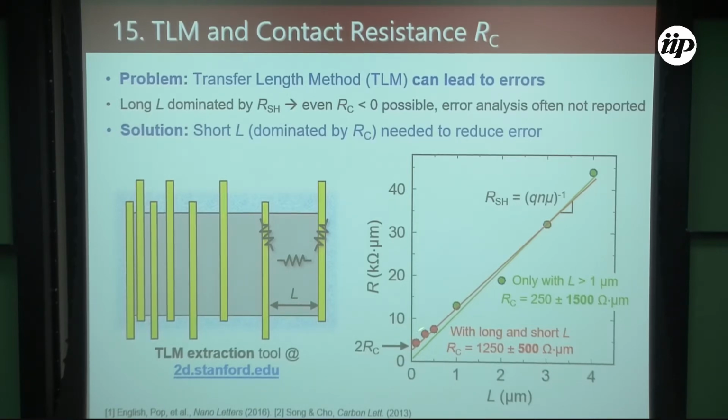This is including the shorter ones, and then you get a different fit, and now you get 1250 plus or minus 500, where I'm still reporting error bars, but check it out. It actually looks like now I trust it a little bit better, because I included these shorter channel lengths, which are partially limited by the contacts, right? So you really need shorter lengths.